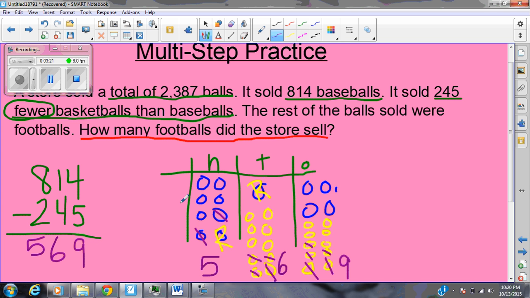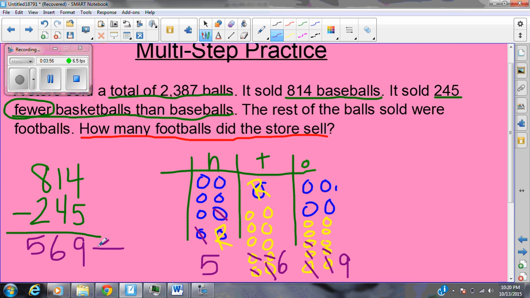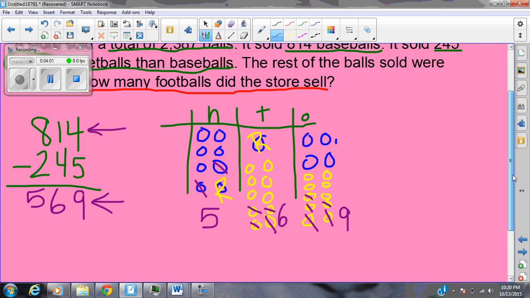So I know that I have 569. But that is not the answer to how many footballs the store sold. But now I know more information. I know how many baseballs were sold, and I know how many basketballs were sold. So now I can use what I know to figure out what I don't know. And that means I'm going to have to find the difference between the total amount and the number of baseballs and basketballs put together. So I'm going to have to add the basketballs and the baseballs because that'll give me a total of those balls together.